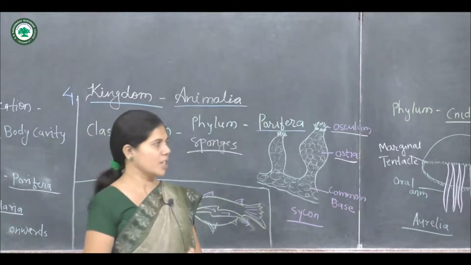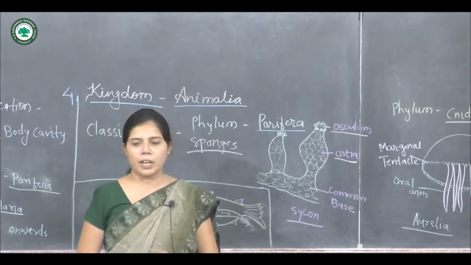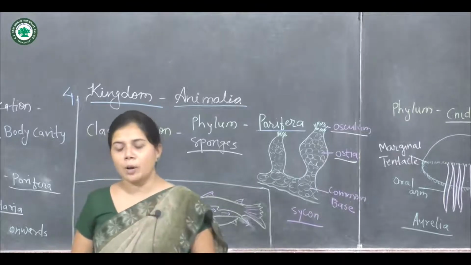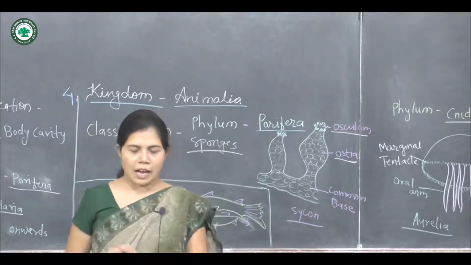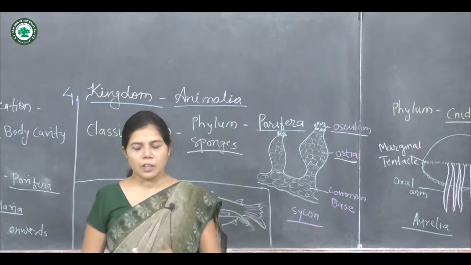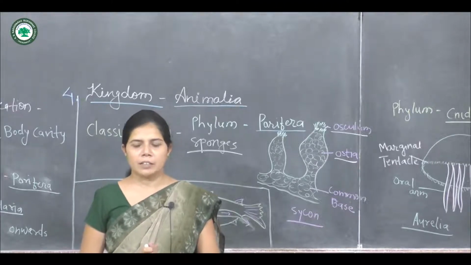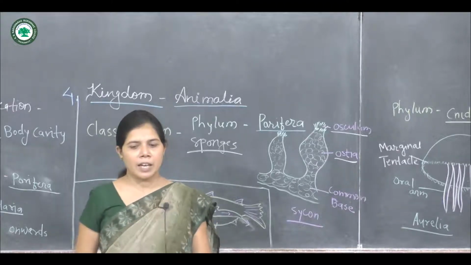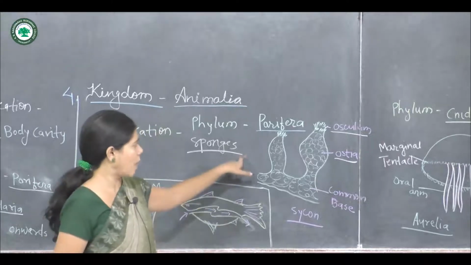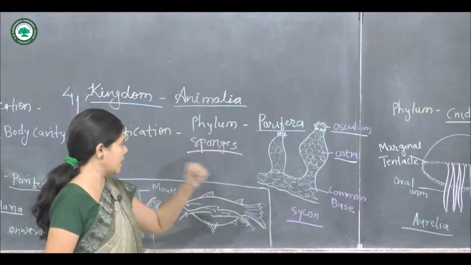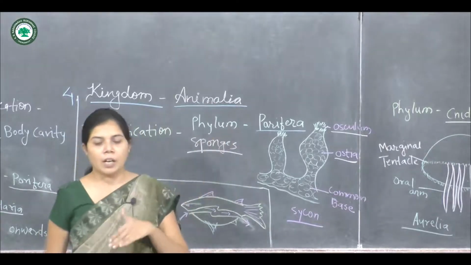Fertilization is internal in Porifera, and the development of the larval stage is indirect. The development of the larva is indirect, and this is the first phylum of Animalia, Porifera.